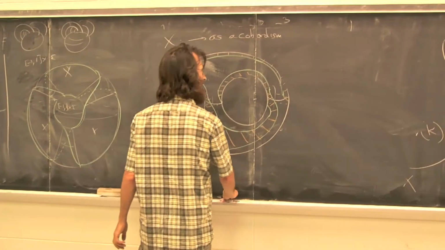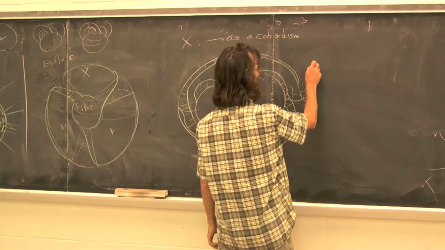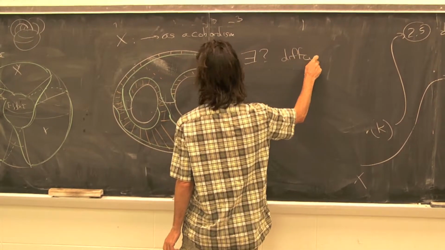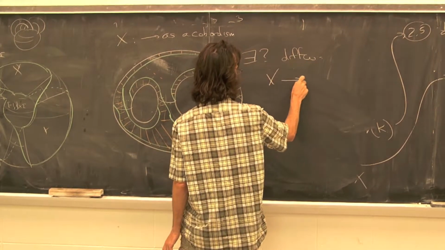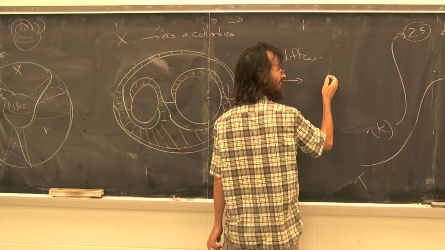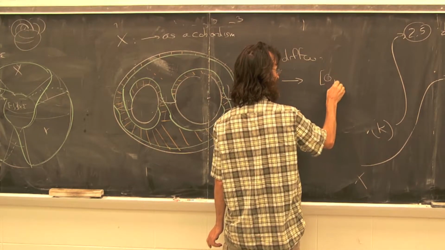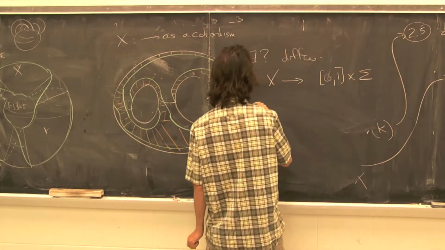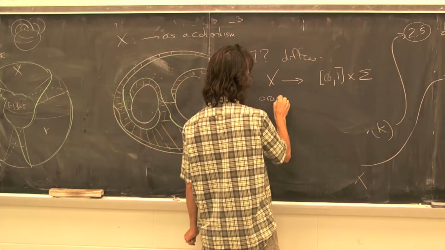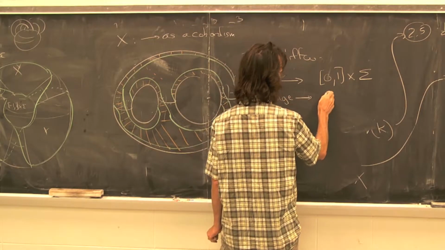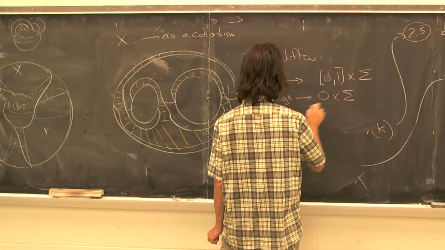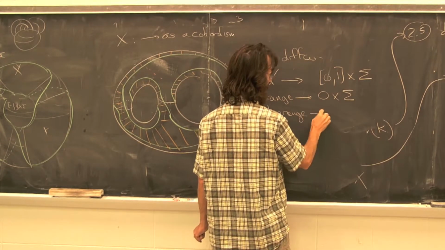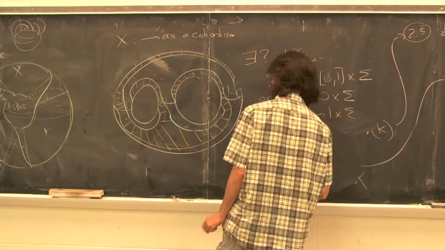Okay? So the question is, does there exist a diffeomorphism from X to [0, 1] across Σ, it should be the same Σ, such that orange goes to 0 across Σ, and then the other part of the boundary goes to 1 across Σ. Because the point is that.